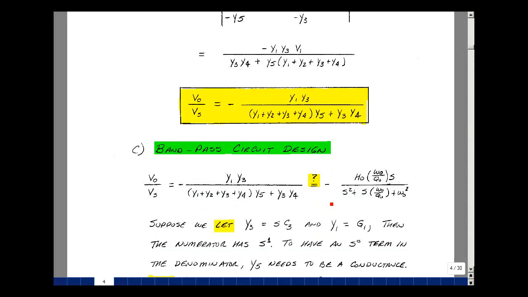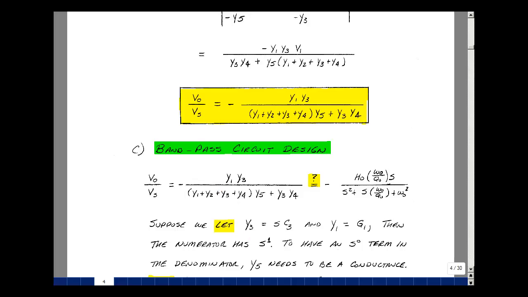I'll set that equal to our standard form for a bandpass filter. Now, is it possible to put resistors and capacitors in these slots of the impedances to create this expression? Well, let's start with the numerator. I need S to the first power, so one of these two needs to be a capacitor. Let me make that Y3. Make this equal to a capacitor.